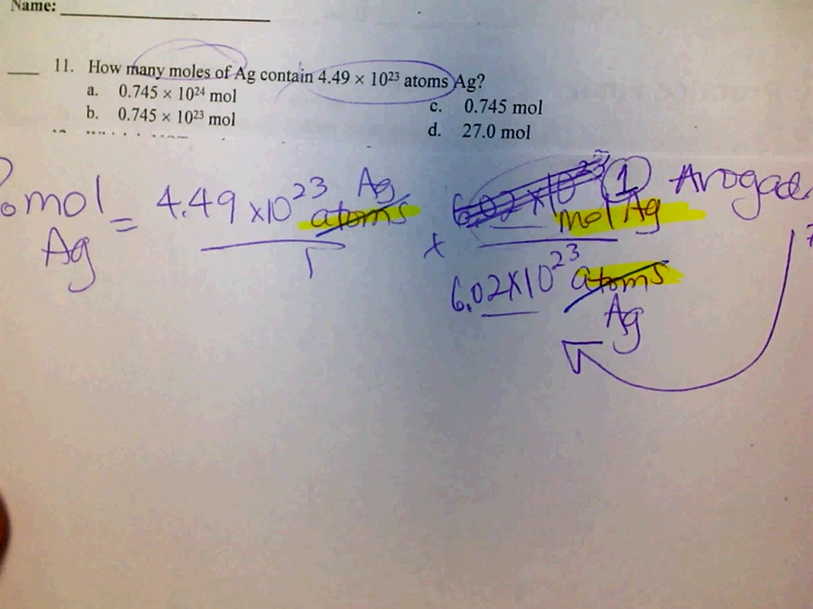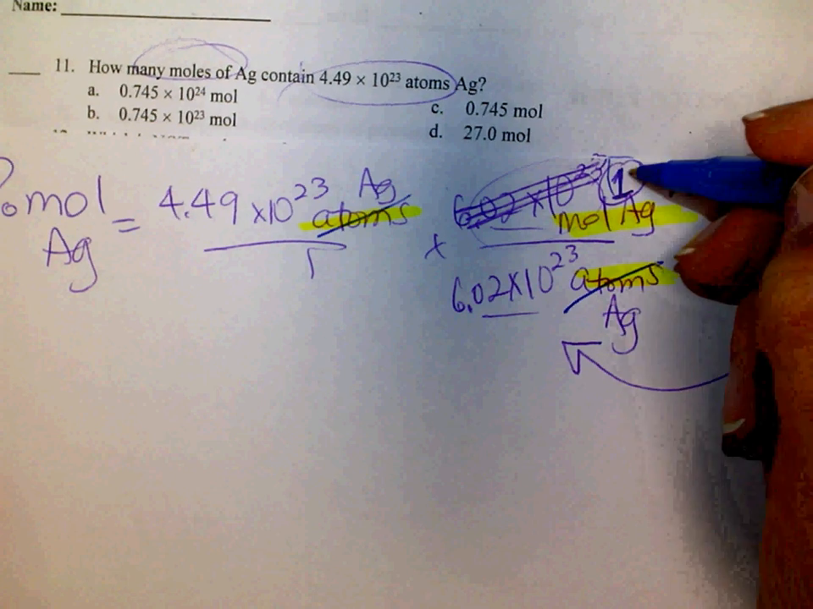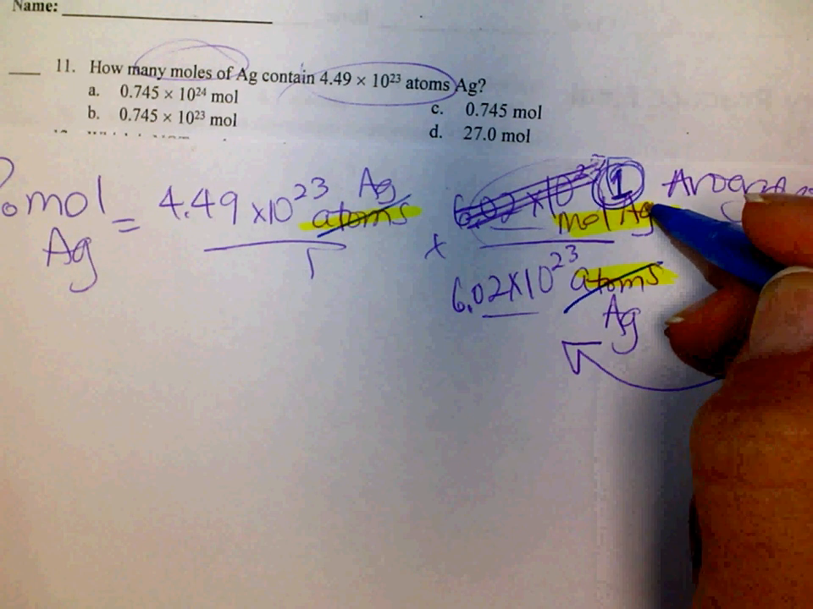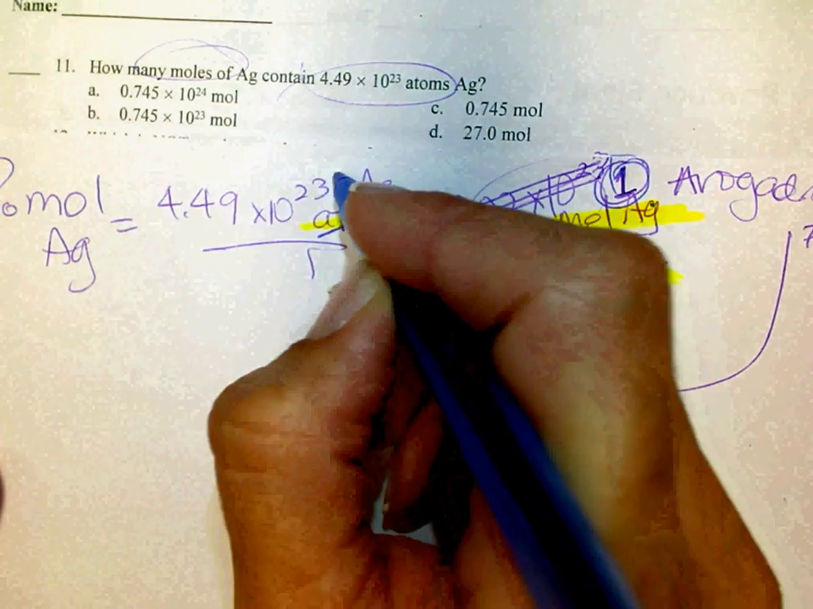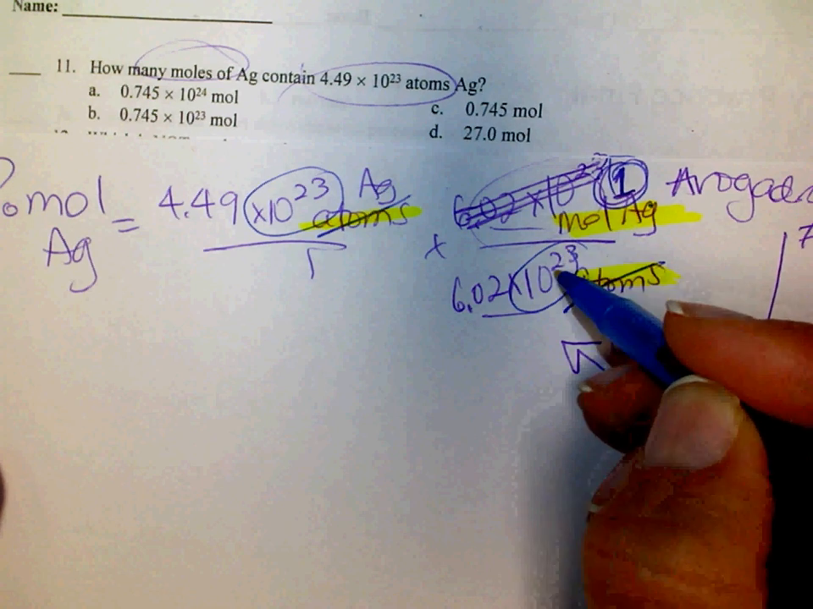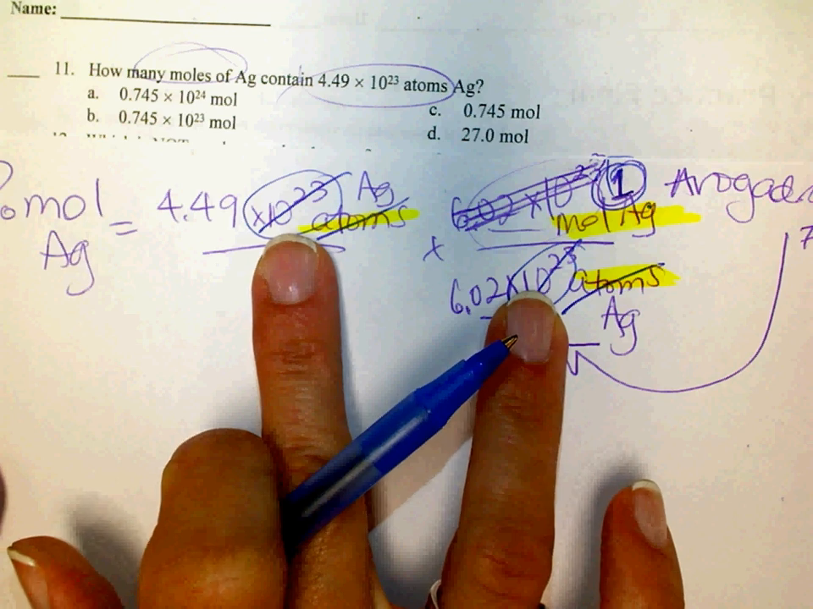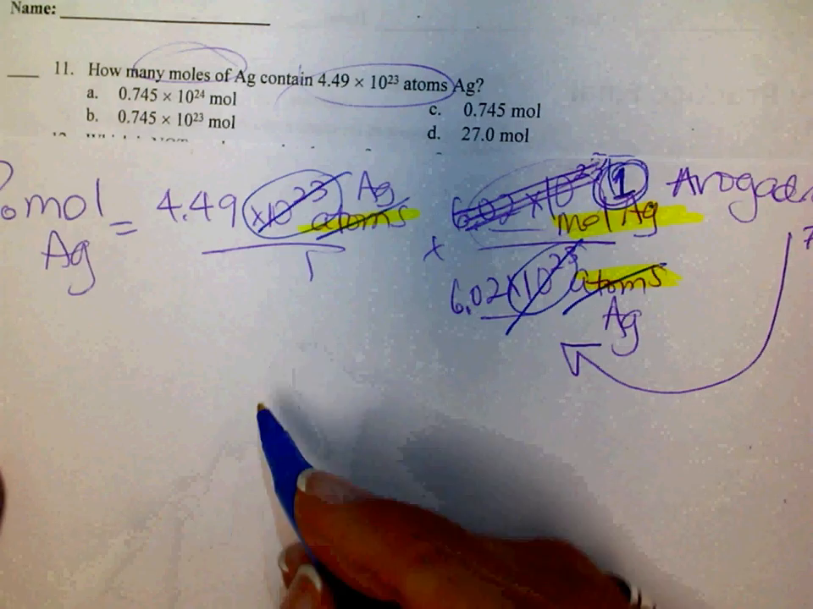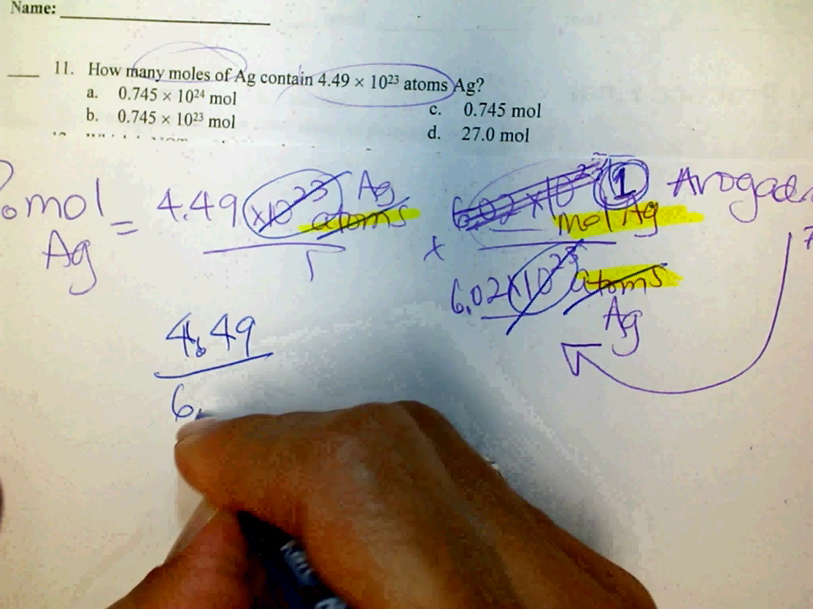Atoms. All right. Now, let's look at the numbers here. This 1 isn't going to make any difference in our calculations, is it? Now, what happens to 10 to the 23rd? That number cancels out. So even though you have this big, gigantic, yucky number, it's going to cancel out. What you end up plugging into the calculator is 4.49 divided by 6.02.